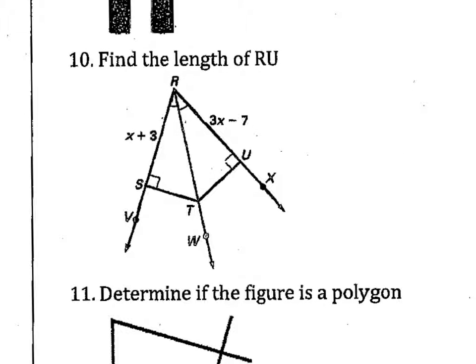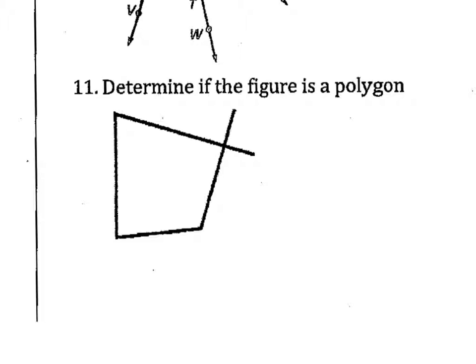In number 10, they want us to figure out what RU is, the length from R to U. One important thing to know is that you can set this part equal to this part, and we know they're equal because that's a segment bisector, and those two parts are equal. So set them equal to each other, find x, then plug it back into this part: 3 times what, minus 7. That would give you the length. And number 11, yes or no, is this a polygon? Does this meet all the requirements and criteria to be a polygon?